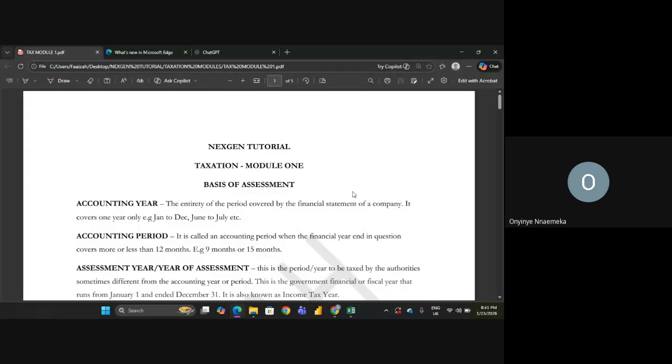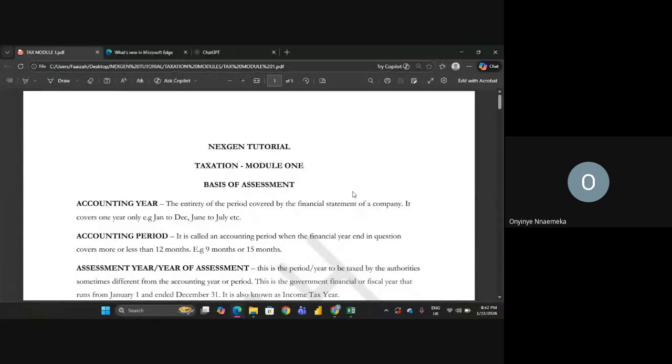Yeah. So we're going to be starting from basis of assessment. Like I explained in the last class, we are going to be talking about some definitions that will make it easier for us to understand what basis of assessment is and how this links to what we are going to be doing in taxation.